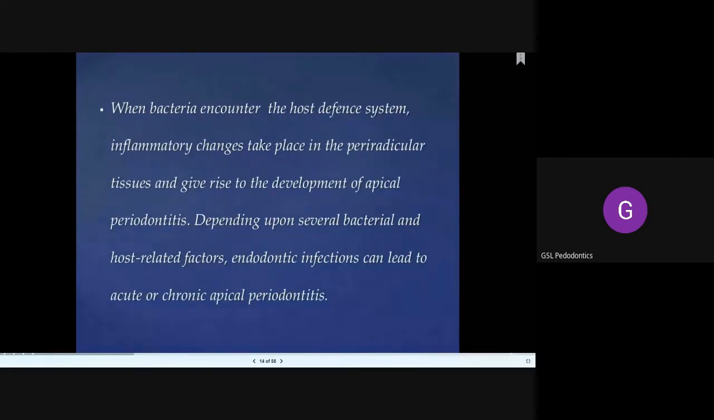When these bacteria encounter our host defensive system, inflammatory changes may take place in the periradicular and the pulpal tissues. If the infection and inflammation take place in the periradicular tissue, that is around the apex, you will get apical periodontitis, that is the inflammation of the periodontium. When the infection or inflammation takes place in the pulpal tissue, you will get chronic irreversible pulpitis, that is the irreversible condition of the pulp which requires root canal treatment.